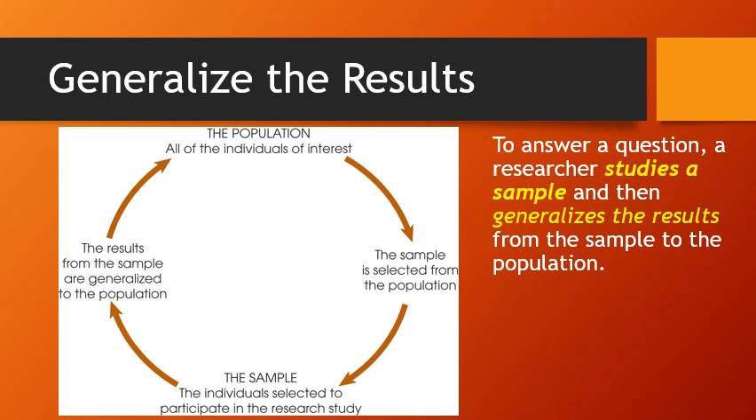Let's talk about generalizing the results. First off, the population is all the individuals of interest. Say, for example, all the college students in the U.S. Then you select a sample. Okay, I want to select 100 college students from my local university. Well, maybe the first 100 I contact, some will agree to be in, some won't. Eventually, I'll find 100 students that will. And that's at the bottom of my circle here. That's the sample, the individuals that actually are selected and want to participate in the research study. Finally, the results from the sample are generalized to the population. So to answer a question, a researcher studies a sample, and then they generalize the results from the sample to the population.